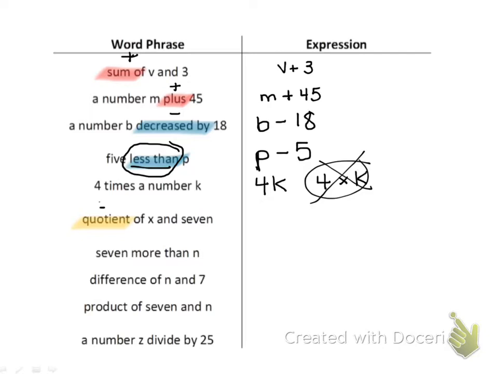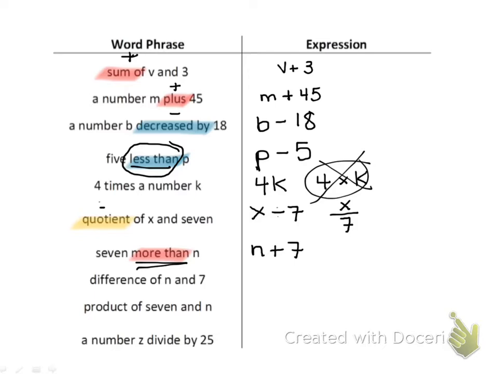So then it says the quotient of, quotient is the key term for division. So this is the quotient of x and 7. So that means x divided by 7. Now remember, you can write this 2 ways. You can write it as x over 7 or x divided by 7. Either works. Okay, the next one, we have 7 more than n. Okay, warning, this is a more than. We have to be really careful with those. So that means n plus 7 more, because we have 7 more than n. So it'll be n plus 7.